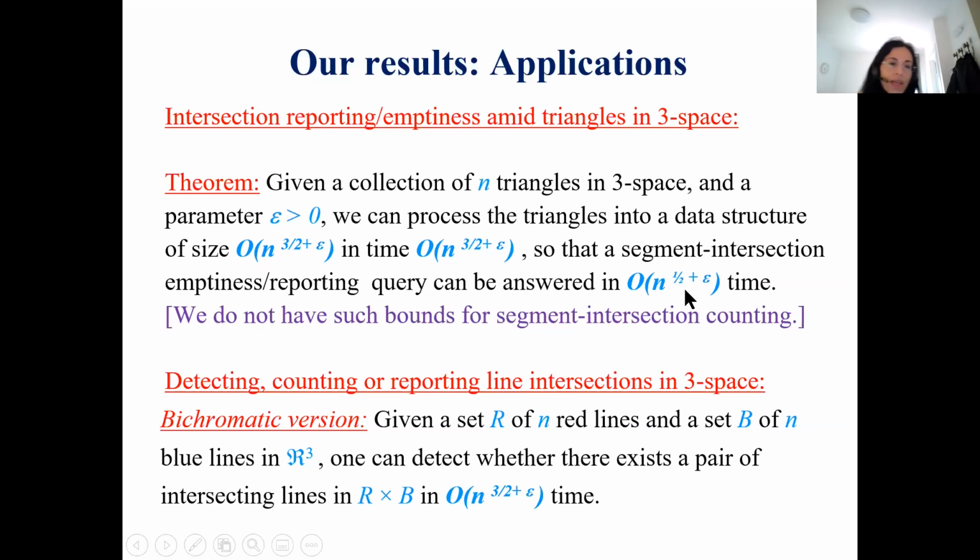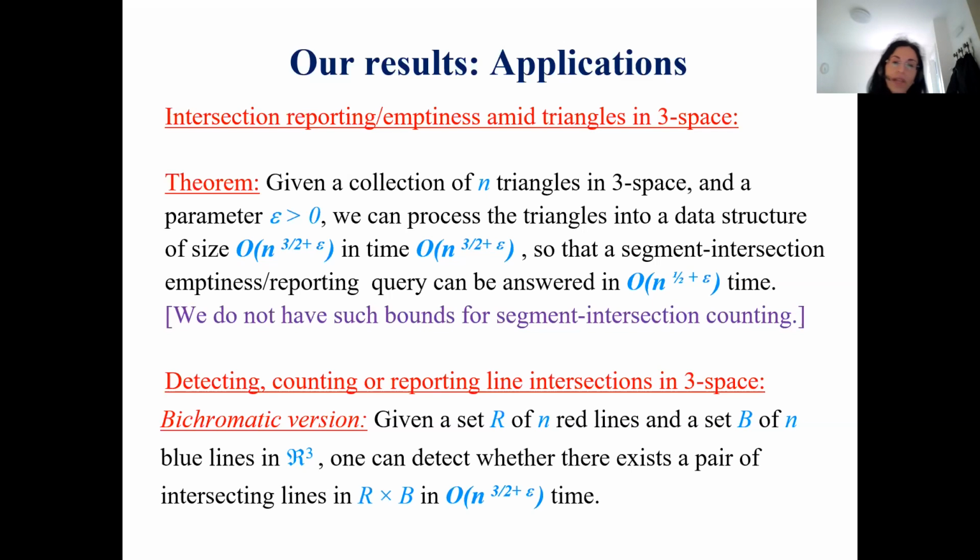We know how to conduct emptiness or reporting. On the other hand, the ingredient that is missing is segment intersection counting. We don't know how to answer it with the same asymptotic time bound. That is, given a segment, how many triangles does it intersect? Currently, our machinery does not support it. This is in contrast with the previous work, the one that did the lift into 4 dimensions. There, the same bound also holds for segment intersection counting. So this is one gap that our work leaves.